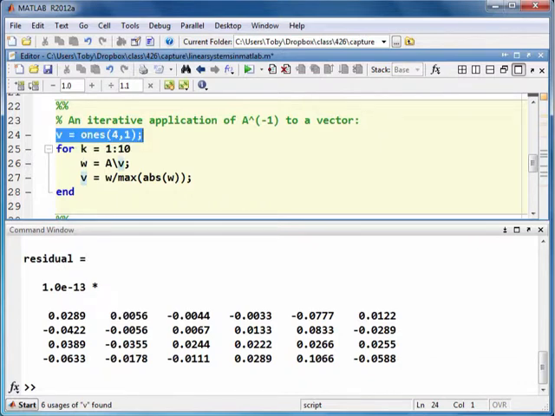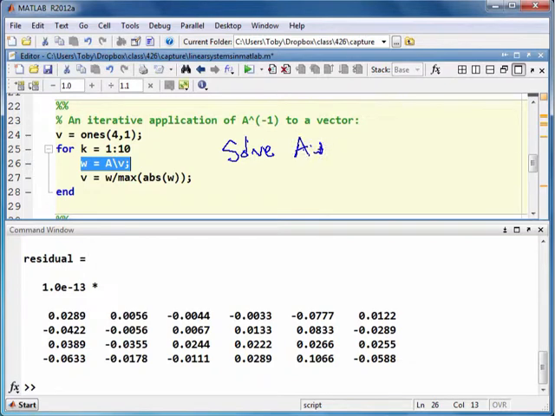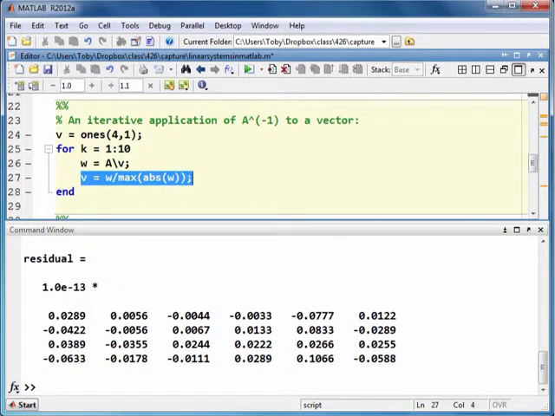So we start with a vector v. Okay, we loop 10 times. So first we apply A inverse to v, or if you like, we could think of this as solving AW equals v. Given v, solve for w. And then we compute a new version of v based on the answer that we got for w. Okay? Then we reach the end of the loop and we start over again.